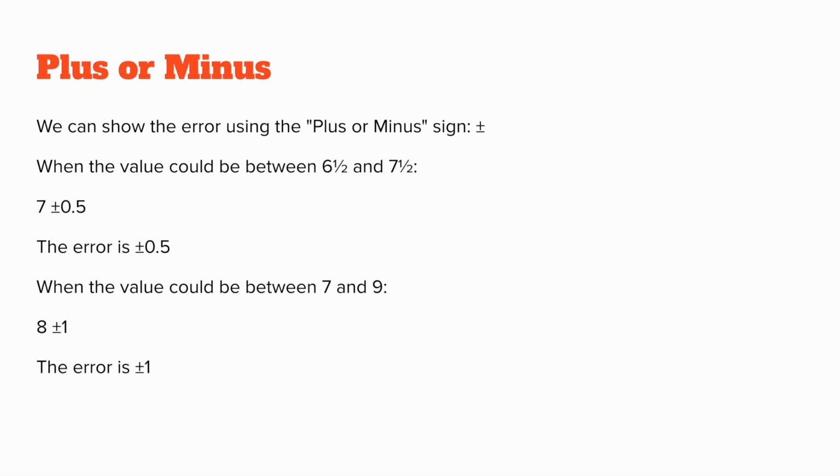We can show this using the plus or minus sign. When the value could be between 6.5 and 7.5, it is plus or minus 0.5. When the value could be between 7 and 9, it is plus or minus 1.